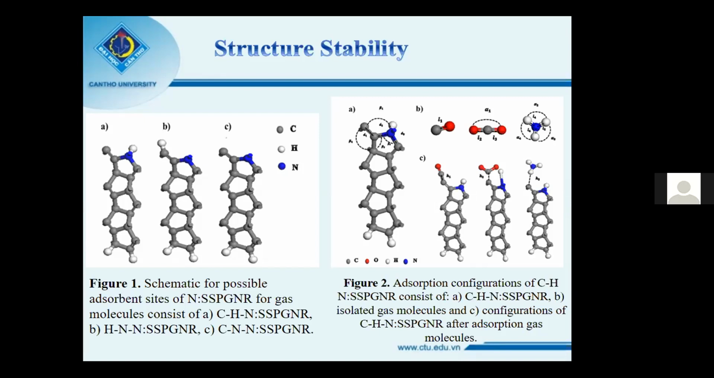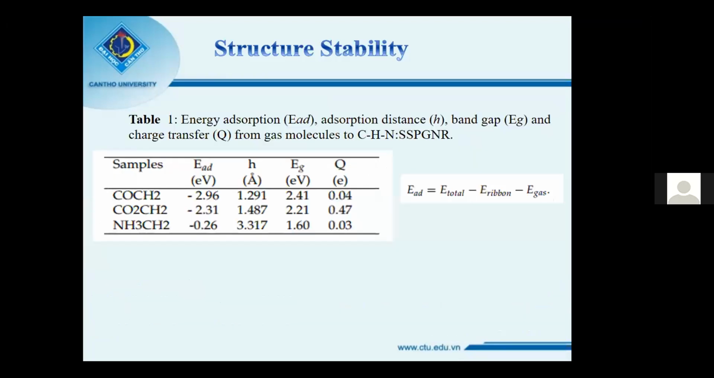On three samples, we investigated adsorptions of CO and CO2 and NH3 after optimization, which show three models in figure 2. For determining the most preferred sample, we calculated the adsorption energy.